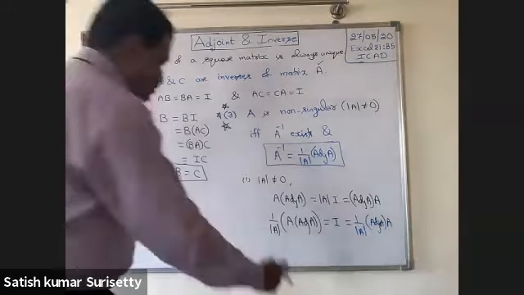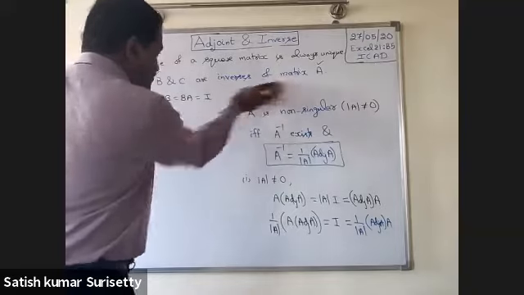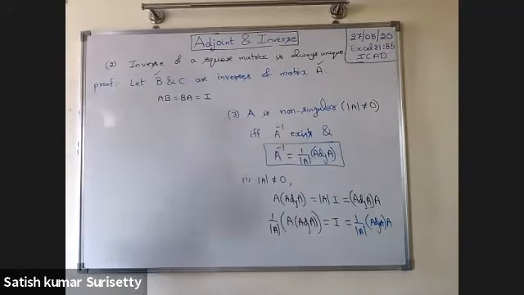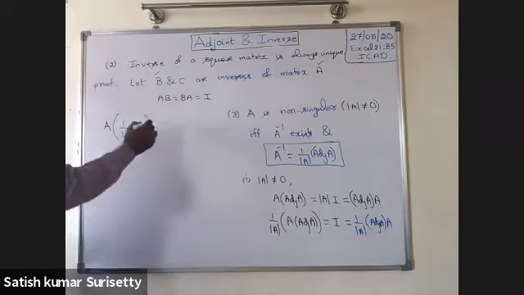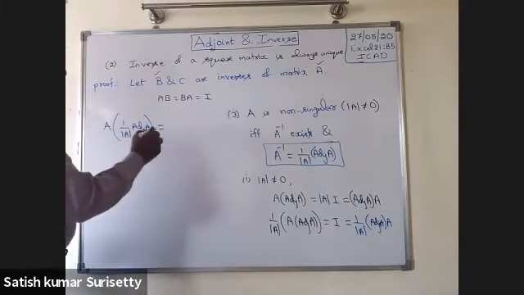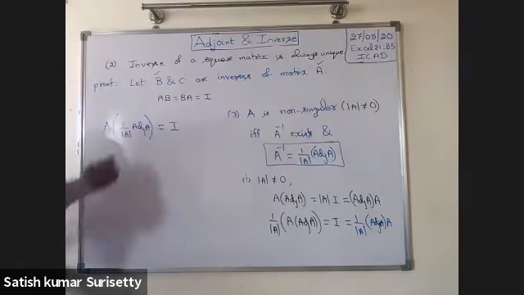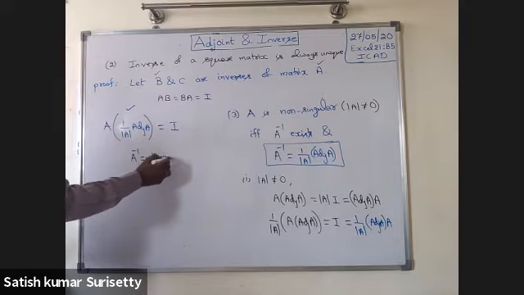Now, if you observe this, it is in the form of AB equal to BA equal to I. That is, you can rewrite as A into 1 upon determinant of A into adjoint of A equal to I. That means AB equal to I. That means B is the inverse of A. Hence, A inverse equal to 1 by determinant of A into adjoint of A. That's the formula.